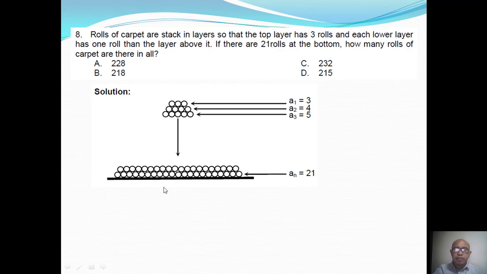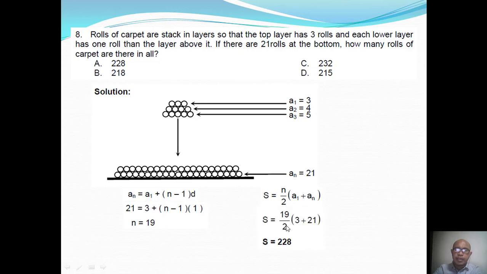So we will compute for the sum. And we have here the first term a1, and the last term 21. But we do not know how many layers there are. We can solve for the number of layers by using the first term and the last term. Applying the formula for a sub n, 21 equal to 3 plus n minus 1 times d, which is equal to 1, and n is equal to 19. And we can substitute in the formula for the sum. Then we have 228.